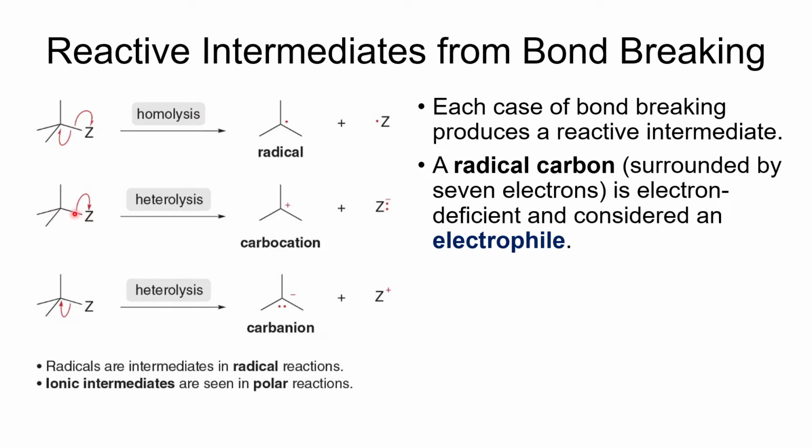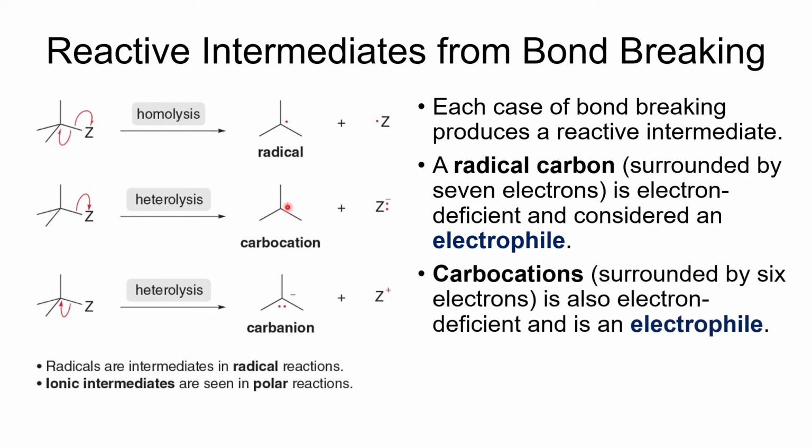Similarly, if we do heterolysis, where we break the bond, but both of the electrons go with our leaving group, we'll talk about leaving groups in the next chapter. Both of our electrons go with a leaving group, then we end up with a carbocation. That carbocation only has 6 electrons around it, and it is also seeking out electrons, and so it is also an electrophile.